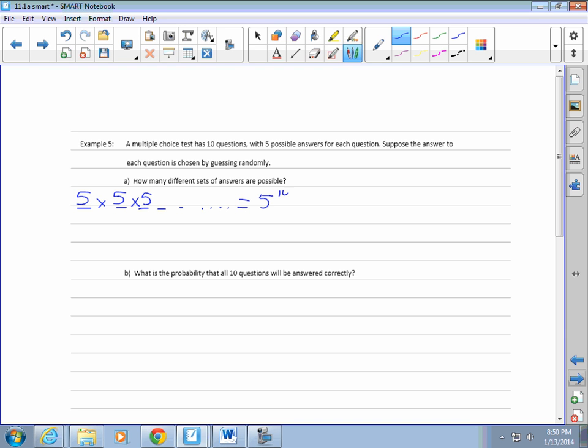So that would mean my possible different sets of answers would be 5 to the power of 10, which is 9,765,625 possible answer keys or answer solutions that I could make for this. So what is the probability that all 10 of these questions will be answered correctly? Well, again, I've got only one right answer for each of these questions, so it is 1 out of 9,765,625.